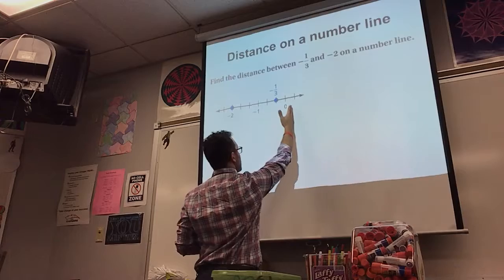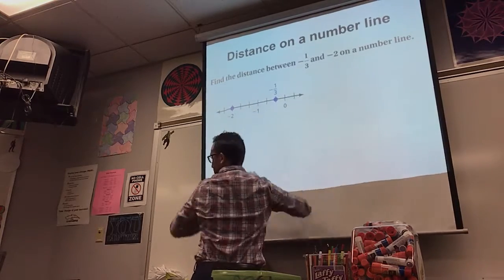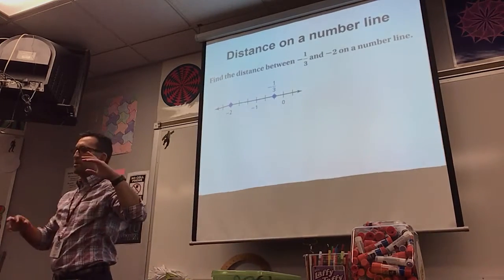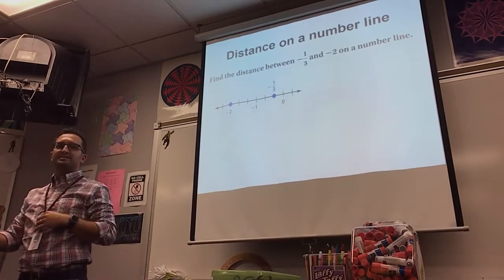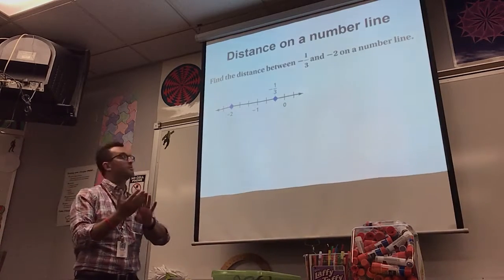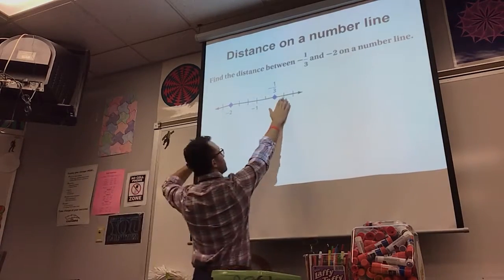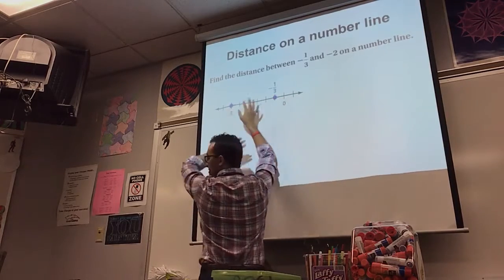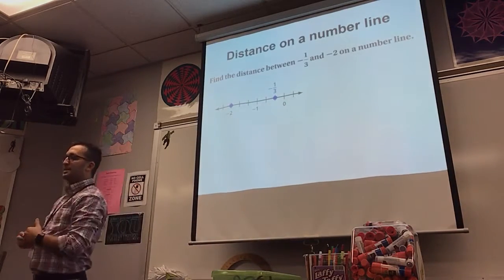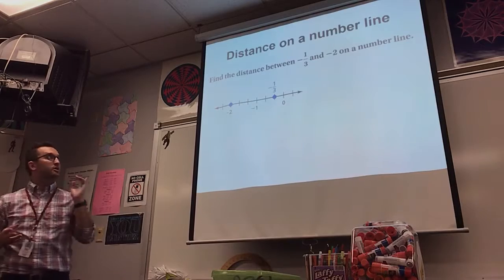0, -1 1/3, -2. It doesn't have to have all those other tick marks. I don't care. It just has to have 0, -1 1/3, -2. Try to make them approximately this distance. Okay. And then I want you to write these instructions.